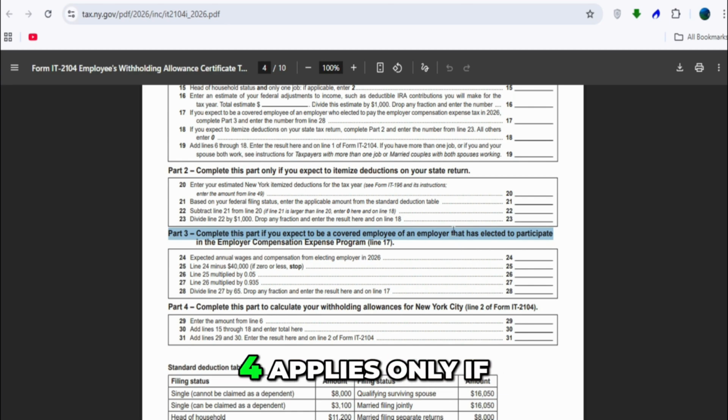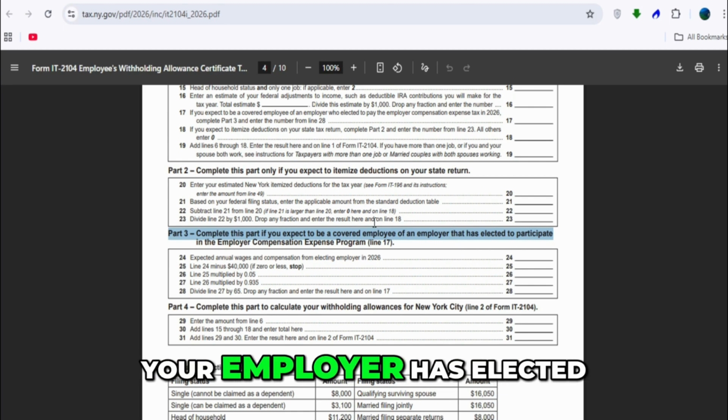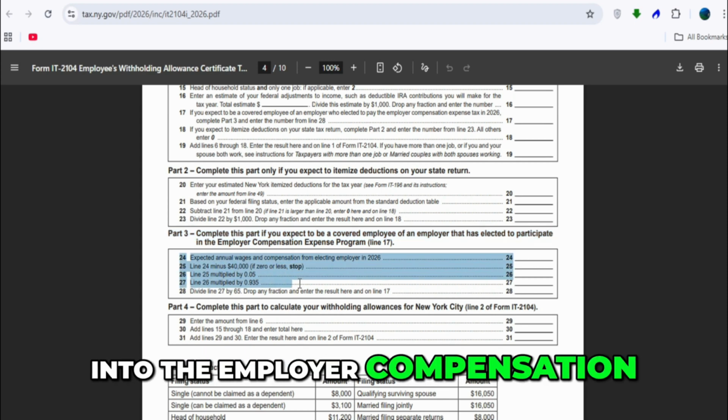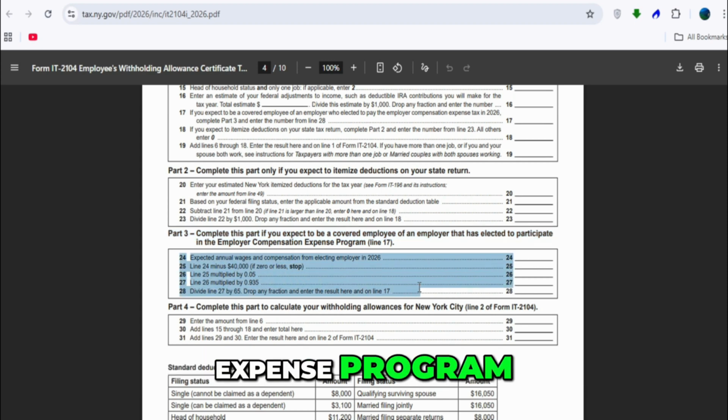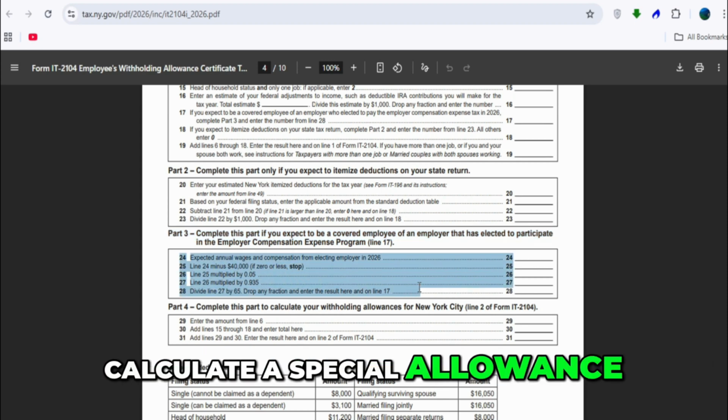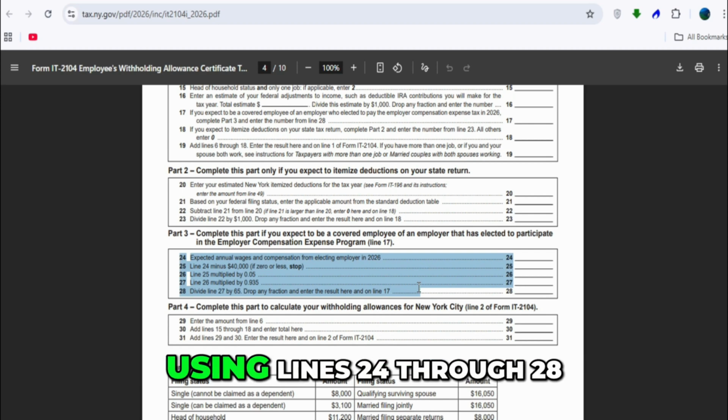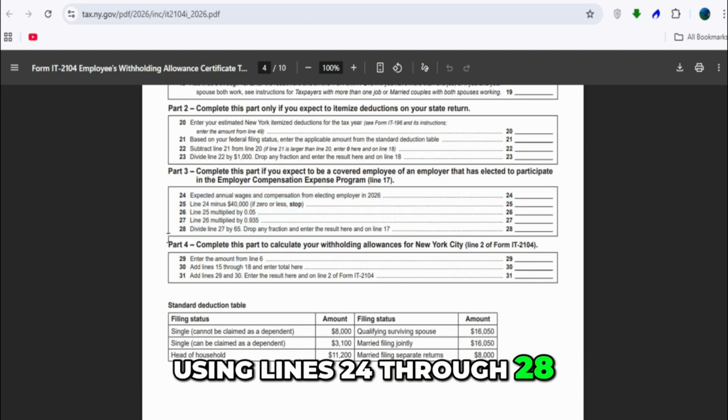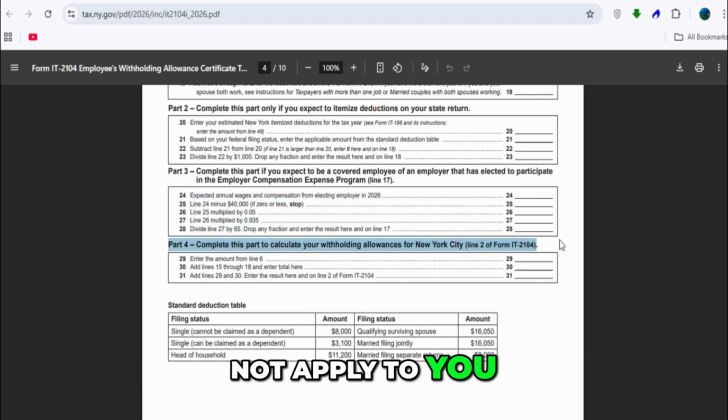Part 3 on page 4 applies only if your employer has elected into the employer compensation expense program. Here it means you calculate a special allowance related to that program using lines 24 through 28. And if this does not apply to you, you skip the entire section and enter 0 on line 17.